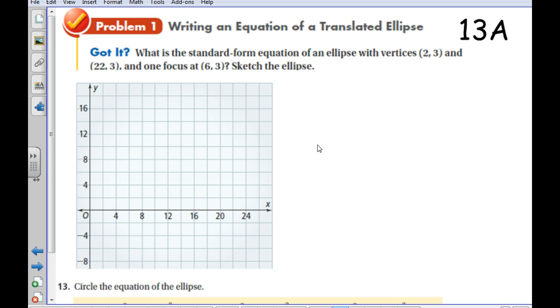All right, the first one on the sheet that you have on 13A is actually a find the equation, which is kind of going at it backwards, but it's an ellipse, so we can handle it. It says, what is the standard form equation of an ellipse whose vertices are at (2, 3)? Okay, counting by 2s on the graph paper. We're pre-calc students, we can handle this. Over 2 and up 3 is a vertex. Over 22 and up 3 is another vertex.